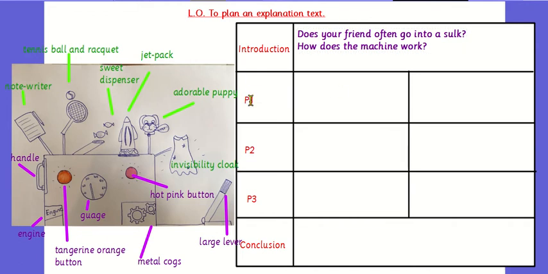Now, in paragraph 1, paragraph 2 and paragraph 3, we needed to plan out which features we were going to talk about and which parts of the machine we were going to use. So, in paragraph 1, I am going to talk about the sweet dispenser and the note writer.